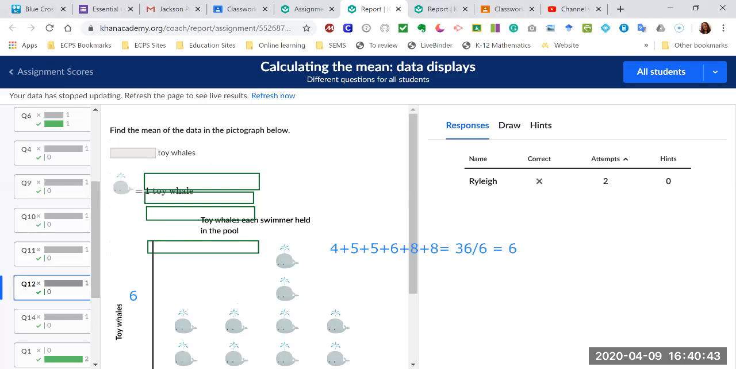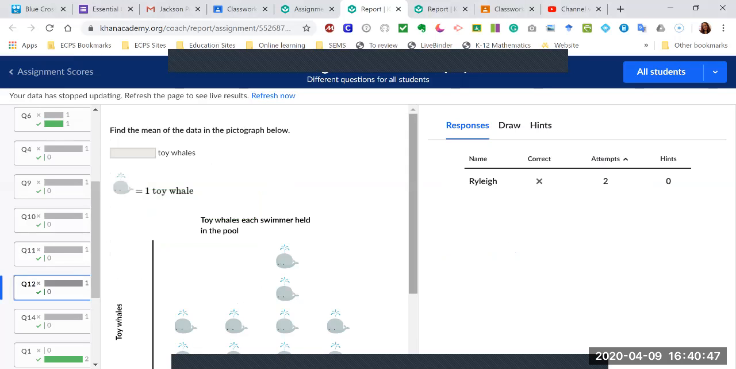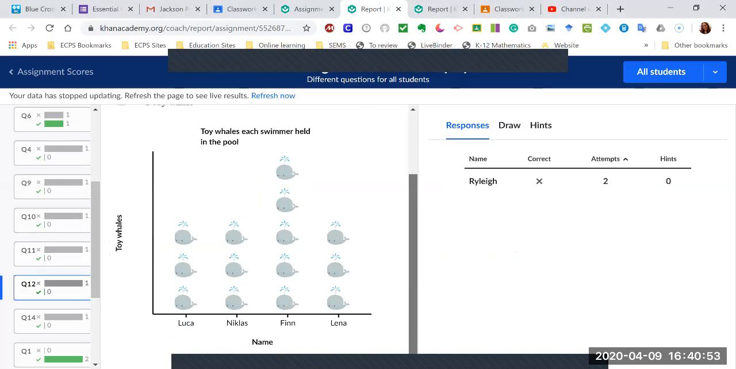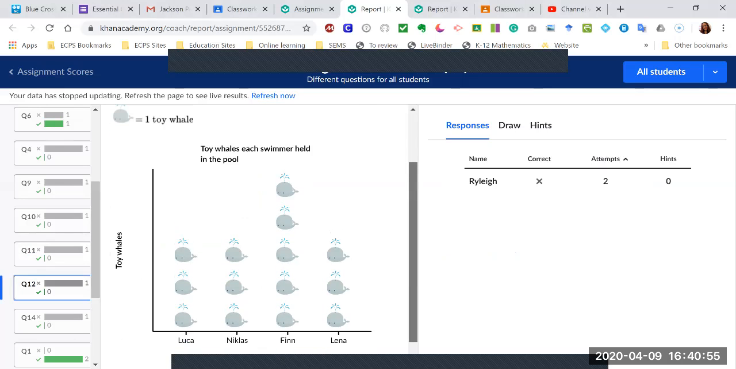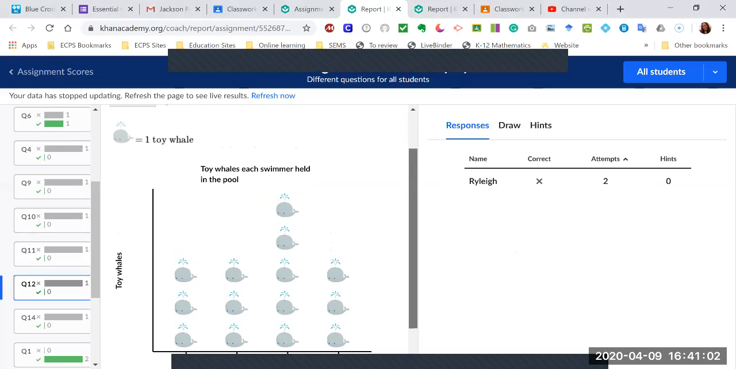So let's look at this one. I'll clear this out. Okay, so now this is just another pictograph, and it says that each wheel is equal to 1 toy wheel. That's pretty simple. So Luca, Nicholas, and Lena all had 3, and Finn had 5 toy wheels. So to find that average, I'm going to say 3 plus 3 plus 5 plus 3.